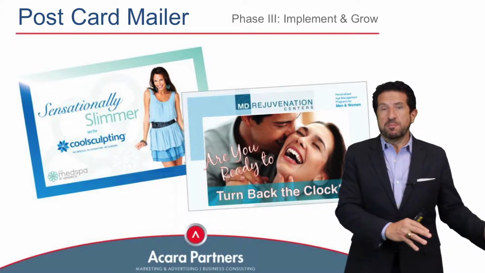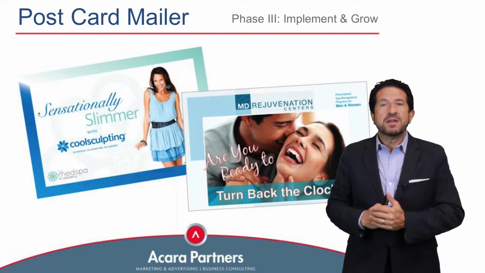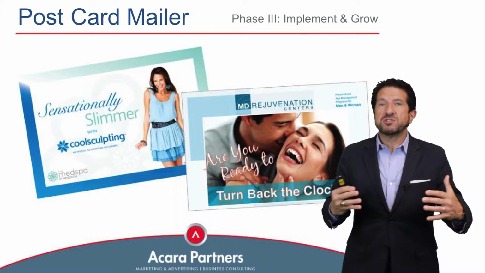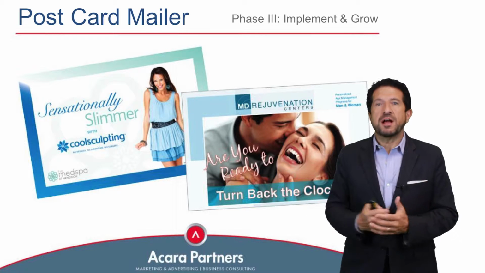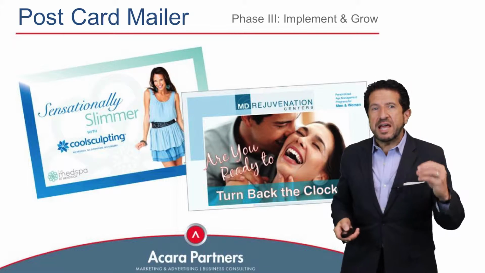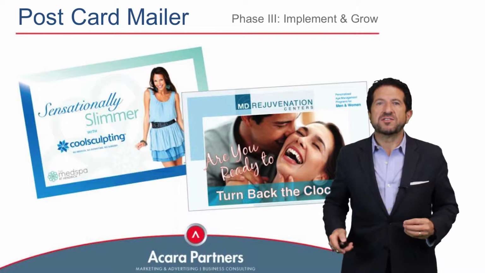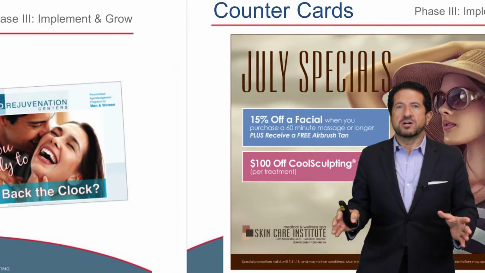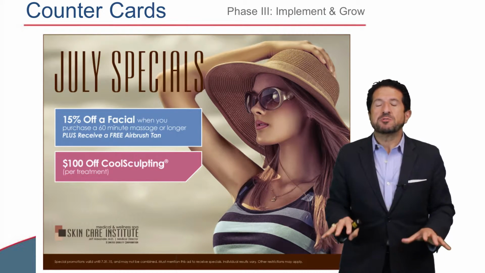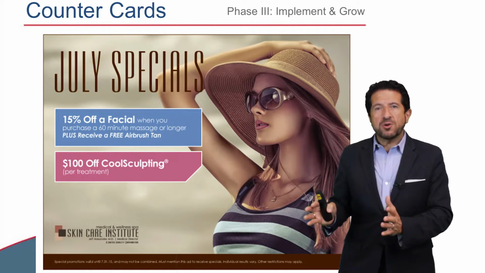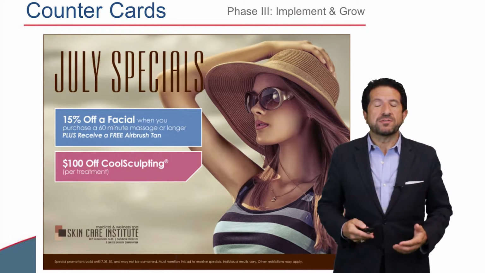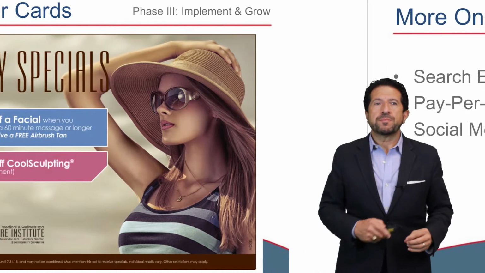We have a Tucson client that uses postcard mailers as invites, a series of those every time they have a large open house. It works extremely well. So you have to test postcard mailers to see if they work for you. Counter cards: in your location, at your point of sale or your check-in, check-out desk, having a counter card that announces your upcoming specials or upcoming events is very effective.